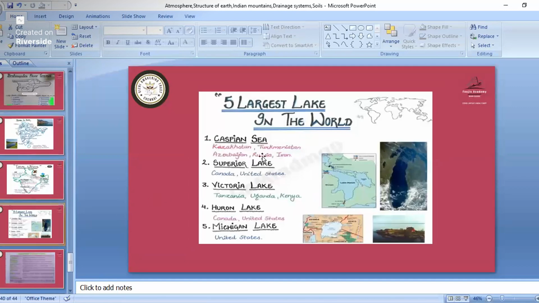Okay. Now we see the 5 largest lakes in the world. You must know about the lakes of the world: Caspian Sea, Superior Lake, Victoria Lake, Huron Lake, and Michigan Lake. Michigan is in USA. And Caspian Sea, you must know all the countries it is touching. It is touching Kazakhstan, Turkmenistan. Caspian Sea is not a sea; it is a lake. Azerbaijan, Russia, and Iran. And Superior Lake is in Canada, USA.